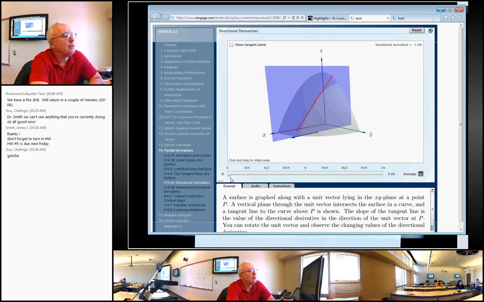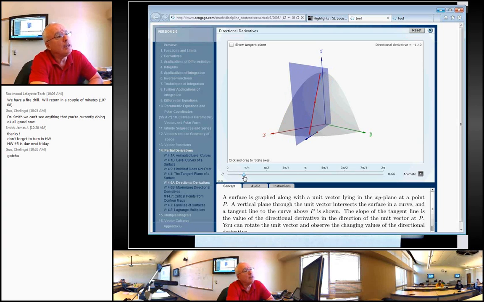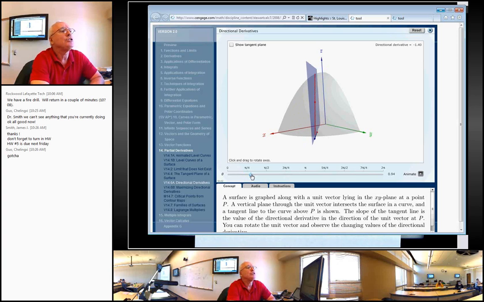So what this program lets us do is rotate the directional arrow, and basically that vertical plane is then cutting the surface at different angles as we go along. And notice, as we do this, the number value of the directional derivative does change. Now it's minus 1.4. If you keep an eye on the upper right, the directional derivative value is changing as we rotate along different directions.